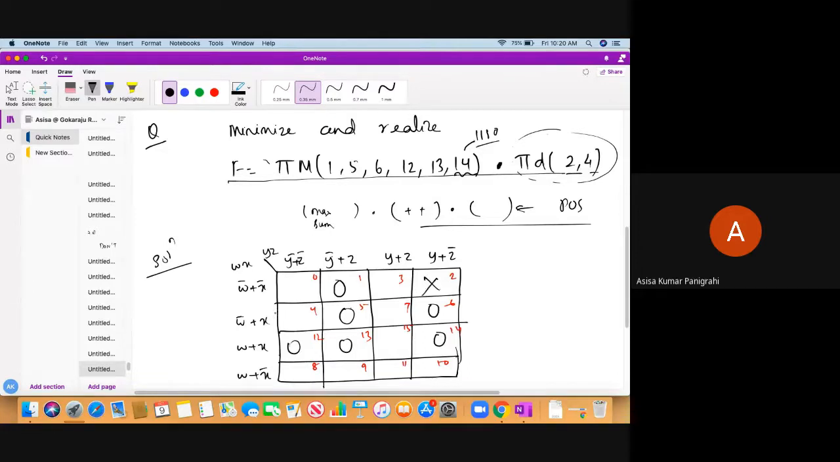So 2 and the 4, these are actually my don't cares, and in other places where nothing is written, these are 1. Okay, do you all understand now what you have to do? So next, you need to start grouping.